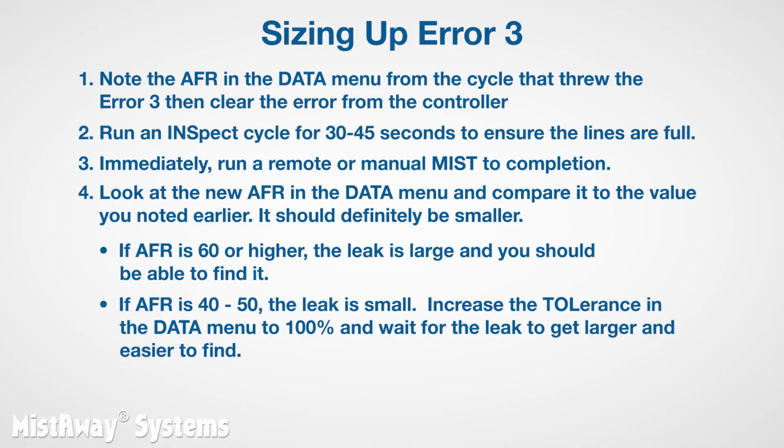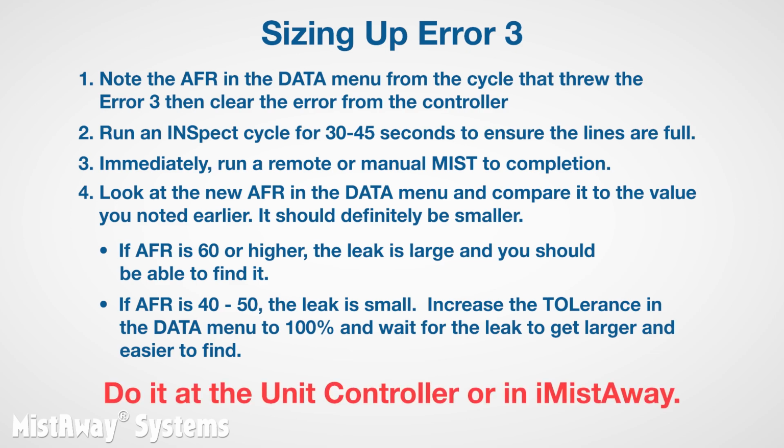In this case, rather than looking for the small leak, we recommend increasing how tolerant the system is to leaks, and then letting it operate until the leak gets much larger and easier to locate. You do this by increasing the tolerance, TOL, in the data menu to 100%. Of course, you can do all this through the controller if you are on site, but you can also do it from the MistAway website, where you can run inspect, run a mist to get the AFR with full lines, and reset the tolerance if the situation calls for it. All you'll need is clearance from your customer to mist their system.